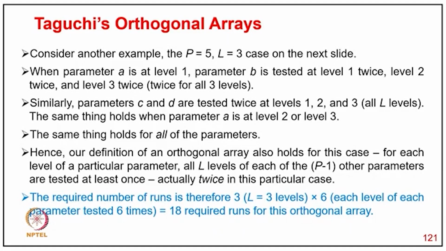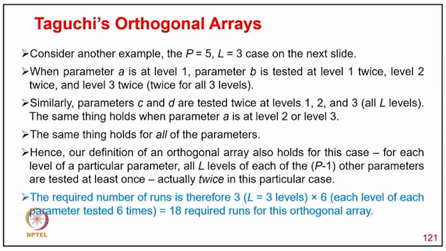Consider another example, with p equal to 5 and L equal to 3, on the next slide. When parameter A is at level 1, B is tested at level 1 twice, level 2 twice and level 3 twice, so twice for all 3 levels. Similarly, parameters C and D are tested twice at levels 1, 2, 3 for all L levels, and the same thing holds when parameter A is at level 2 and 3. So the same thing holds for all of the parameters.